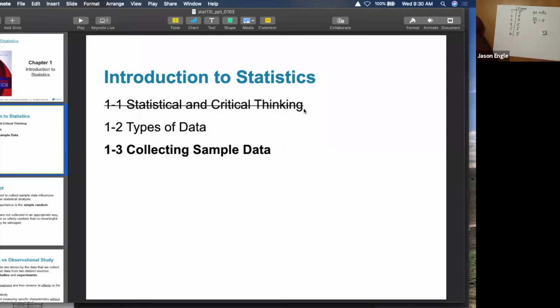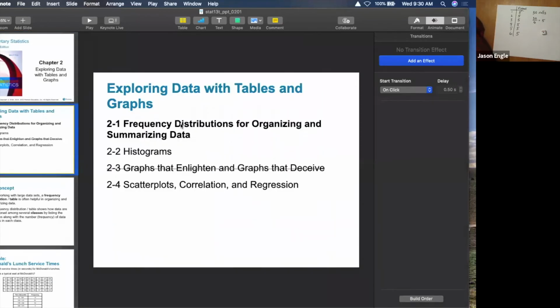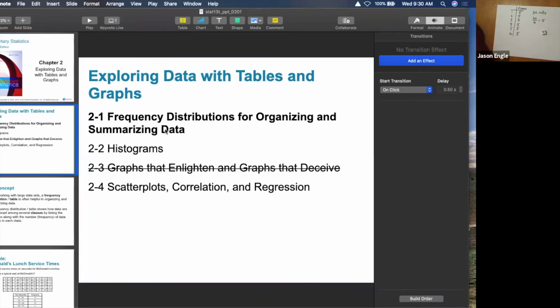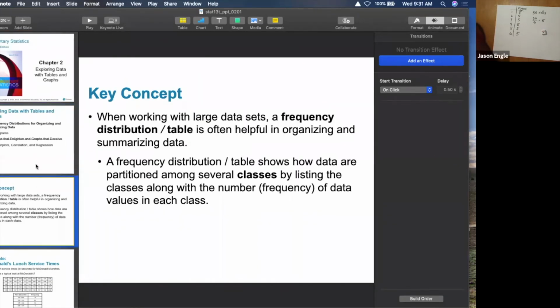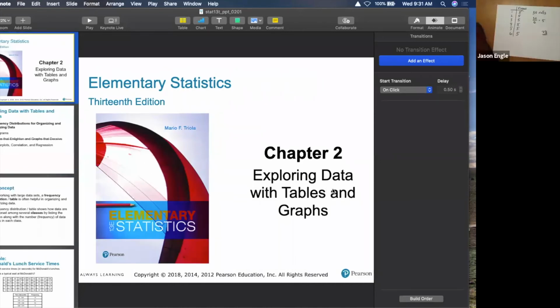So I'm going to change gears here. I don't think we're going to have time to finish today, but I do want to get started on chapter 2. The homework that you'll be working on over the weekend will include 2.1, and eventually, sometime next week, we might even take a peek at it on Friday. We'll eventually start getting to 2.2 through 2.4 next week. But for now, I just want to get an idea of what chapter 2 is all about. Based on the title, it's exploring data with tables and graphs.